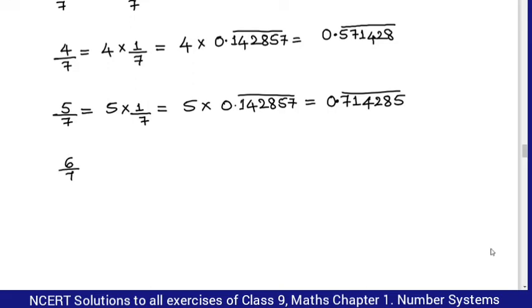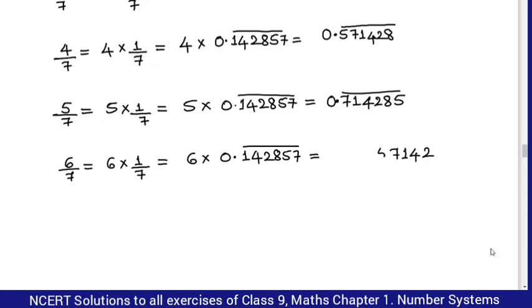And 6 by 7 is equal to 6 into 1 by 7, which is 0.142857 whole bar. Multiply these two numbers, then we will be getting 8, 5, 7, 1, 4, 2. That is 0.857142.